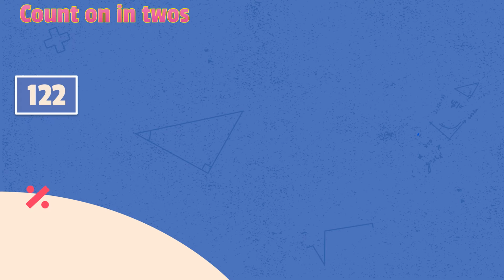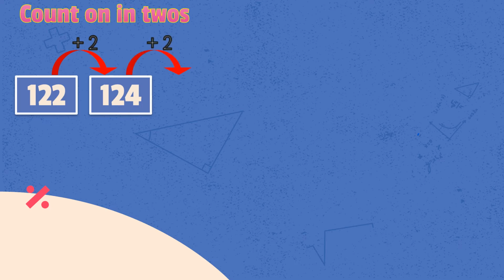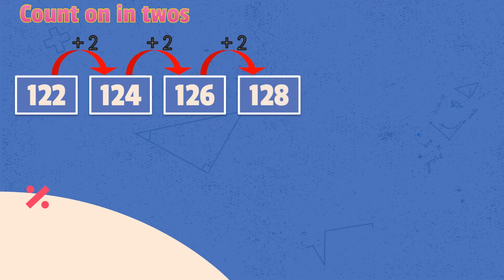Let's try a few more examples. If the instruction tells you to count in twos, let's say I give you 122. So if you count on in twos, you add 2, become 124. Then add another 2 becomes 126. Then add another 2 becomes 128, and the last another 2 becomes 130.